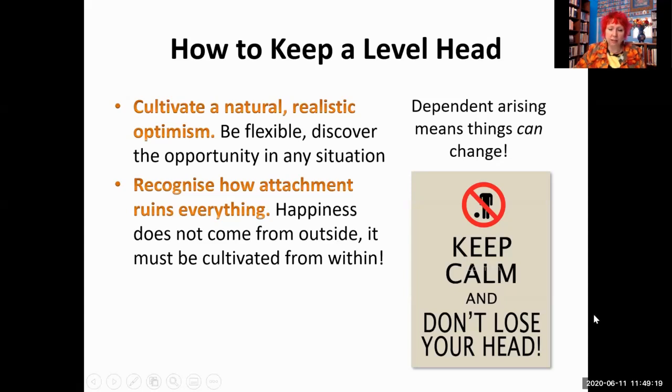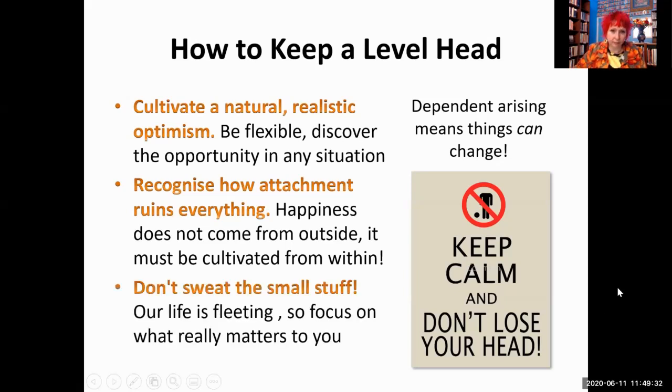So don't think it means flatlining. It just means looking for the happiness where it can be found. Looking for happiness and the causes of happiness. And like a rule of thumb, don't sweat the small stuff. Big picture, because what those worldly concerns do is they narrow us down, this tunnel vision, to just the next few moments at the expense of the big picture, what matters to us. So our life is fleeting, so focus on what matters to you.